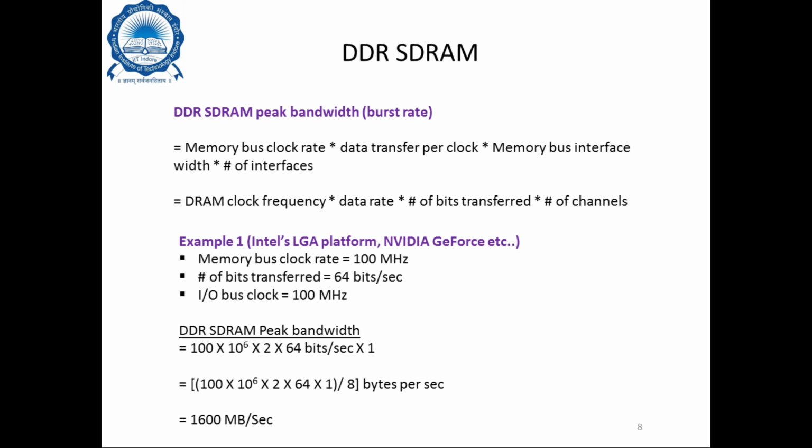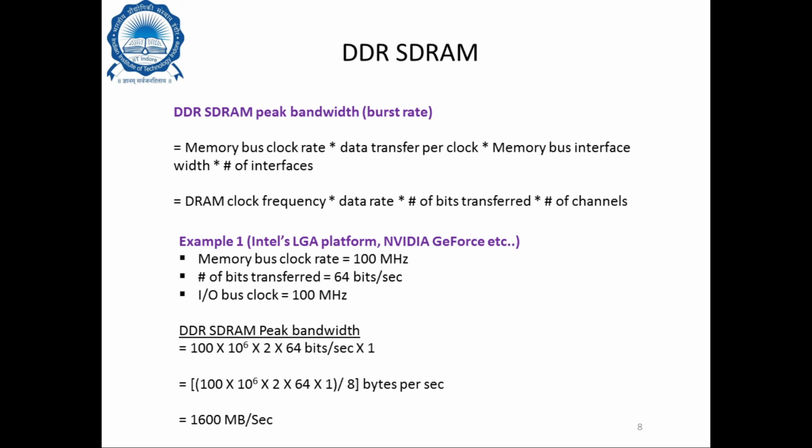The DDR SDRAM that they use is, for example, having a memory bus clock rate of 100 megahertz, which is the DRAM clock frequency. The number of bits transferred rather is 64 bits per second, and the IO bus clock is 100 megahertz. Okay, so using this information, how do we calculate the peak bandwidth of DDR SDRAM?